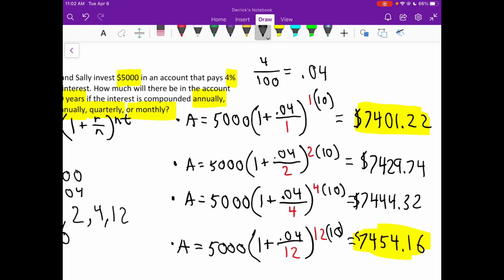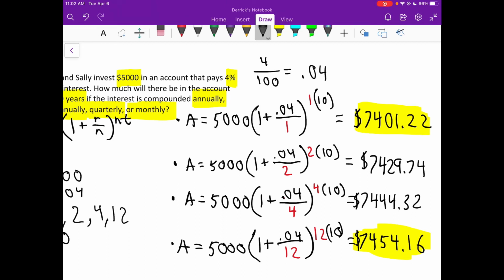Notice that's a difference of $50-some there. Right, that is a legitimate difference. The only thing that changed was how many times we compounded each year. Right? Each of these was still at 4% interest. We were still talking about only investing for 10 years. So you can see how that can be a difference.